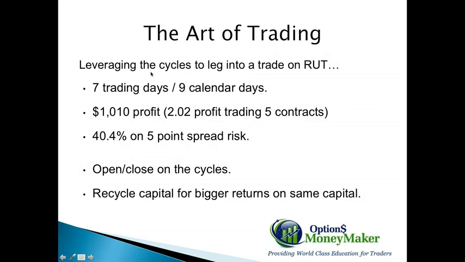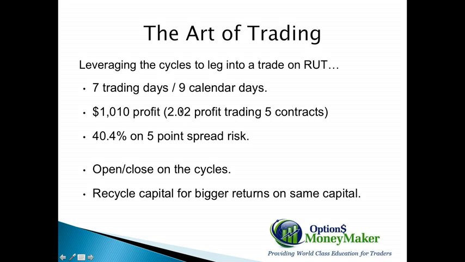So the summary of this trade is that leveraging the cycles by legging into an Iron Condor gives us an opportunity for greater profits. This trade lasted 7 trading days. It was 9 calendar days, and we ended up taking in a profit of $1,010. That's based on trading 5 contracts on each call spread and put spread. 5 contracts represents 500 shares. $2.02 of profit per share equals 1,010 of profit.